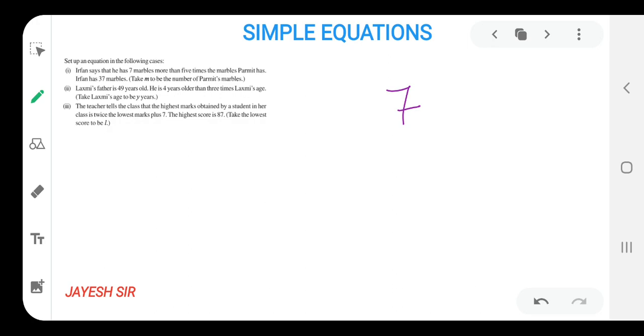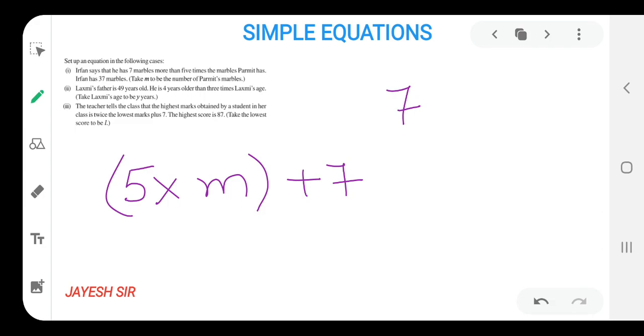And in brackets, what is to be taken for Parmeet? Take m to be the number of Parmeet's marbles. That means Parmeet has m marbles. And what is to be said? 5 times the marbles of Parmeet, that is 5m. And Irfan has 7 more, that means 7 more than that. Now what is to be said, friends, that Irfan has a total of 37 marbles.